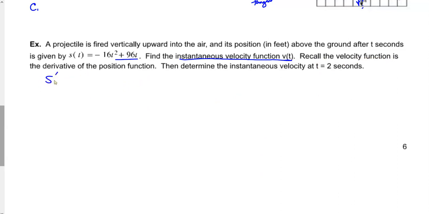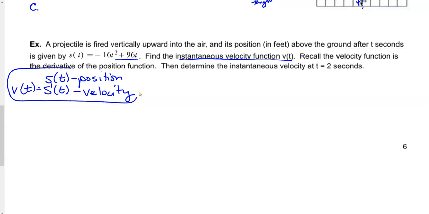So here, if I have s of t, this is my position. In order to get to the velocity, I have to take the derivative of the position function. So this is the velocity. This is really important for you to know. In order to get from position to velocity, how fast something is going in a direction, we have to take the derivative of the position.